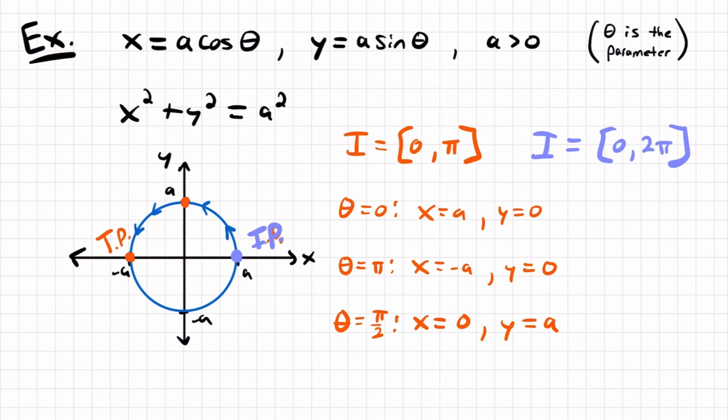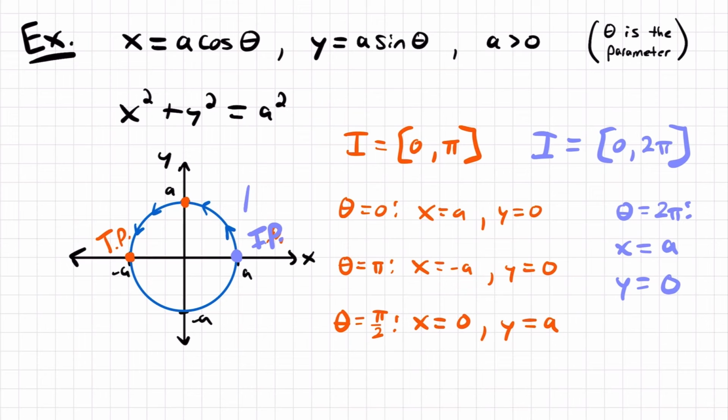Well, to figure that out, we need to use 2 pi as our value of theta for each of these parametric equations. All right, so when theta equals 2 pi, x will be equal to 2 pi plugged into cosine, which is equal to 1. So we have 1 times a, which is a. And then for y, we plug 2 pi into sine, and sine of 2 pi is 0. So we have 0 times a, which is 0. So our terminal point, when we have this interval for theta, is the same as our initial point, right? X equals a, y equals 0.